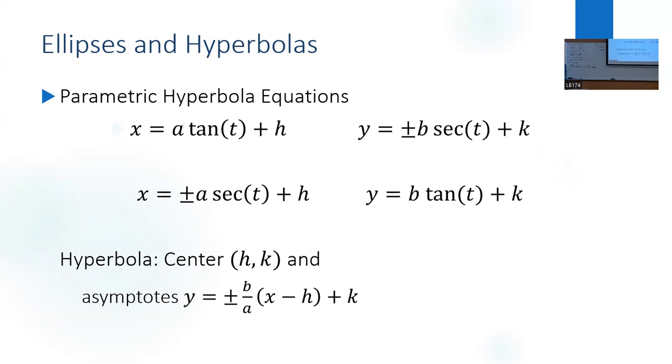All right. Tangent and secant give you a hyperbola, and putting tangent with the x and secant with the y gives you a hyperbola pointed up and down. Putting the secant with the x and the tangent with the y gives you a hyperbola pointed left and right.